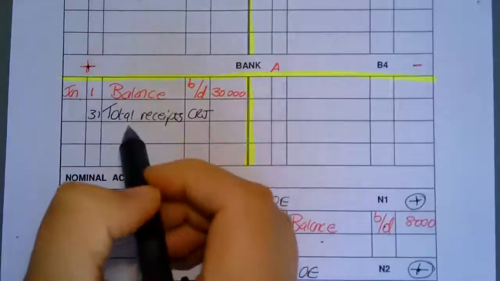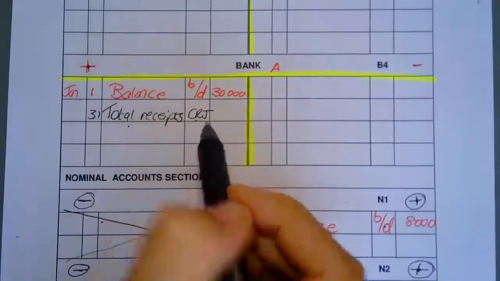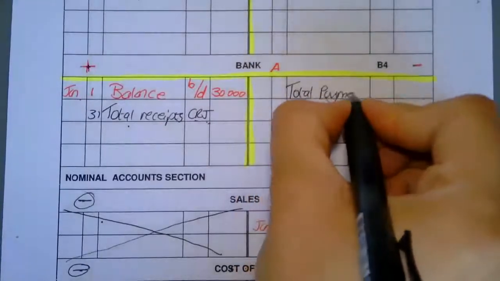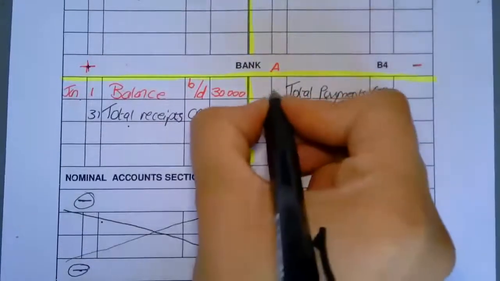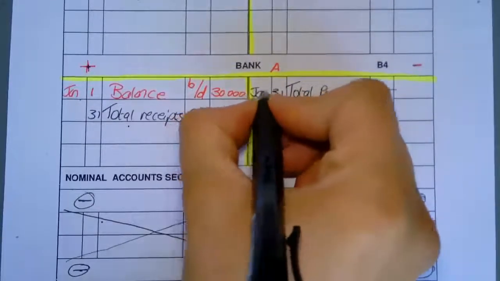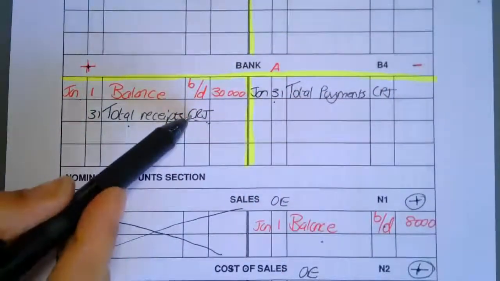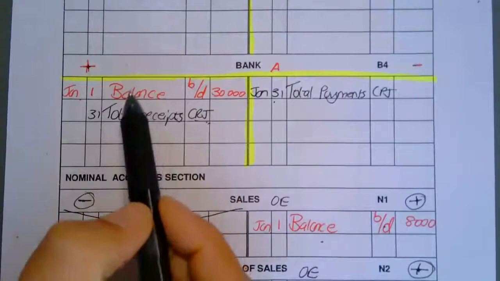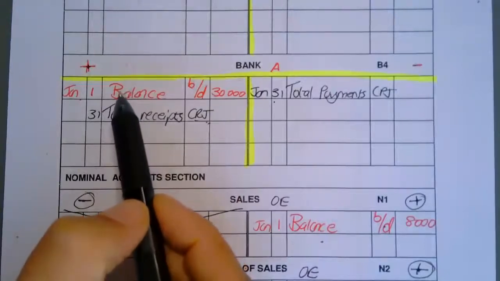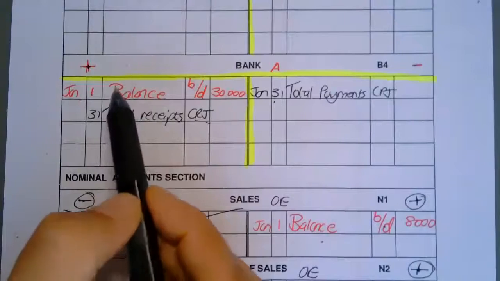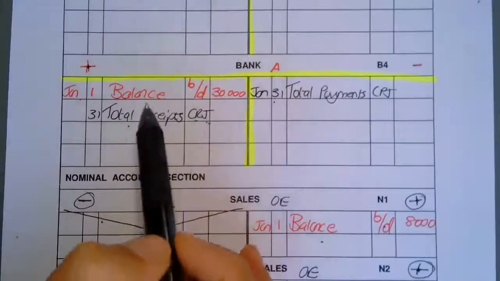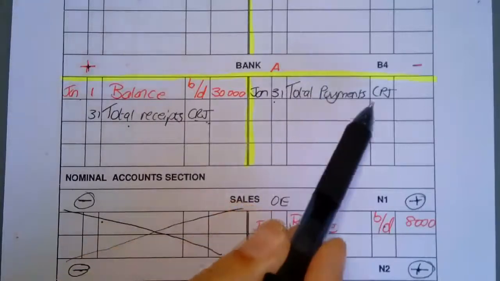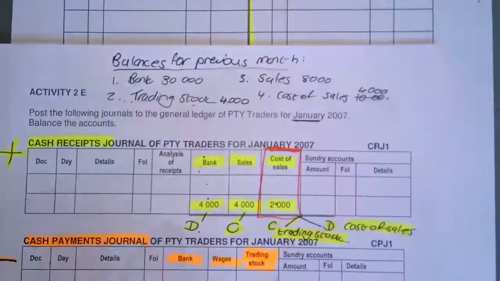So on the debit side of bank, we have our total receipts, CRJ. On the credit side, we have our total payments, CPJ, and it's booked on the last day of the month of January. You can actually study this off by heart: the bank consists of balance brought down on the debit side, or if it was a negative balance brought down, meaning you had a negative bank balance, it would be on the other side. And then you will always write total receipts on the debit side, CRJ, and total payments on the credit side, CPJ.